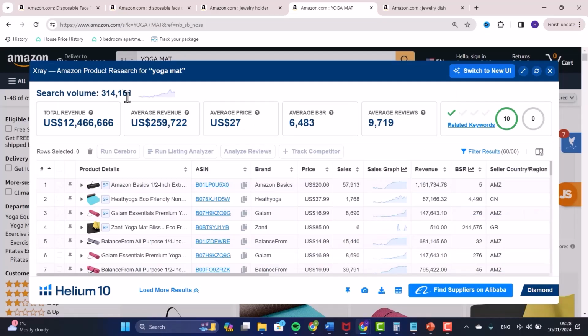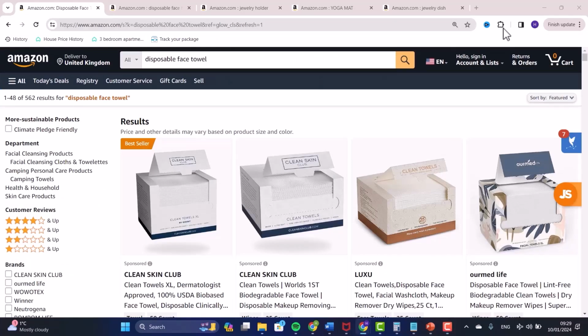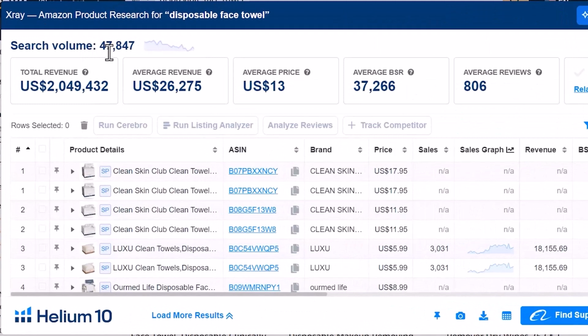So anything I would say below 1,000 is a very low search volume. Anything from 1,000 to 10,000, that's a medium, and anything above 10,000 is quite high demand. Okay, so that one is very high demand, very high average reviews. So that's one example. If we go to another example, disposable face towel. Again, we'll do X-ray for this one. Okay, so the search volume is 47,000, high demand, and then the average review is 800. It's below 1,000, so I would say it's a medium competition. That's not too high.